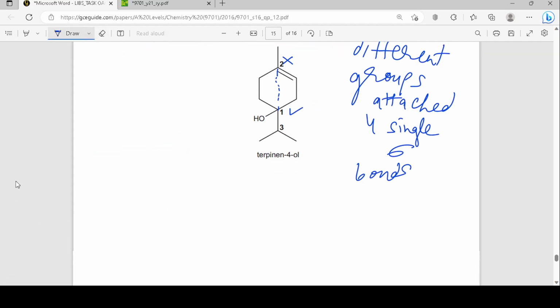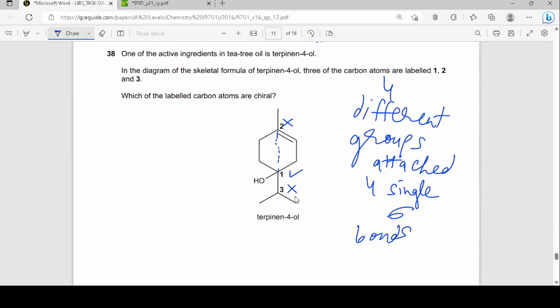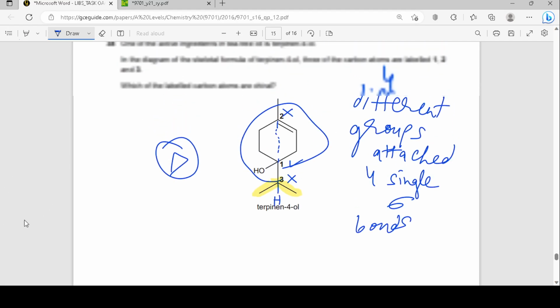And 3, on the other hand, is not a chiral carbon atom. Why? Because 3 has one H attached to it, and then this whole group attached to it. But it has 2 identical methyl groups attached. Too much highlighting, whatever. But basically, it has 2 identical methyl groups attached here, like 1 and 2, right? So if they're identical, then it cannot be chiral. So it's only 1, which means the answer is going to be D, because 1 is the only one that's chiral.